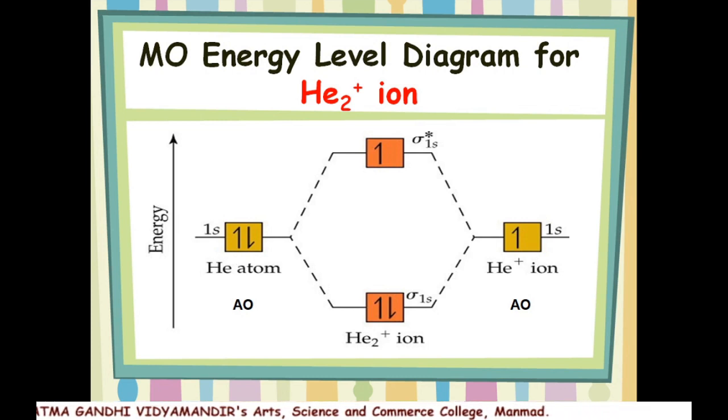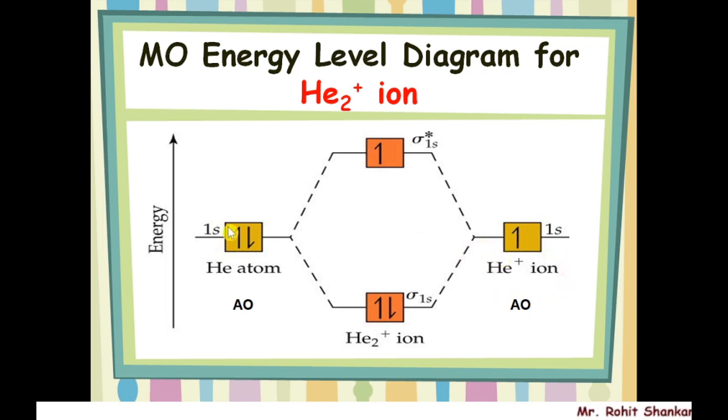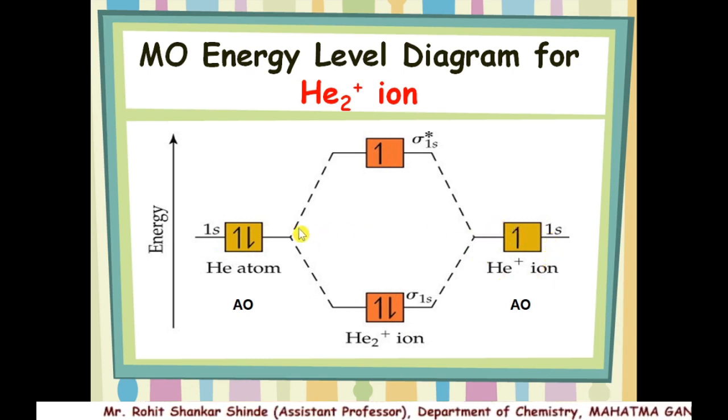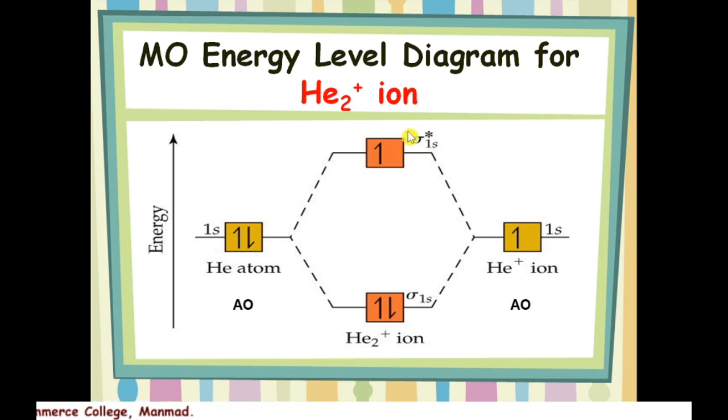Now let us see the molecular orbital diagram for He2 plus ion. He2 plus ion consists of one helium atom and one helium ion. The helium atom possesses 2 electrons, while the helium ion possesses only 1 electron. These 2 atomic orbitals combine and form 2 molecular orbitals, out of which sigma 1s is the bonding molecular orbital, while sigma star 1s is the anti-bonding molecular orbital.